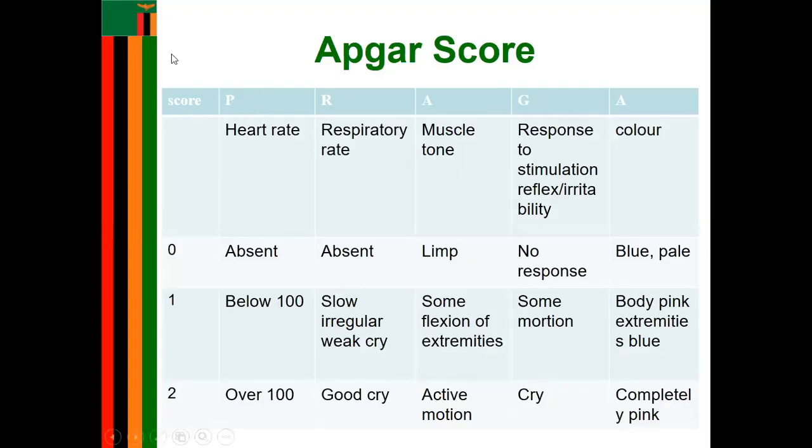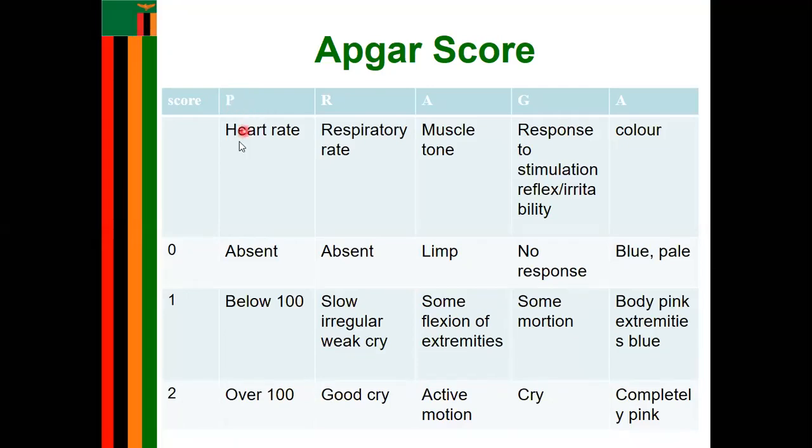So when it comes to the APGAR score, these are the things that you need to check. The first thing is the pulse, which you check in terms of the heart rate. If the heart rate is absent, you're going to give a score of 0. If the heart rate is below 100, you give a score of 1. But if the heart rate is above 100, you'll give a score of 2, which is a perfect score in this case.